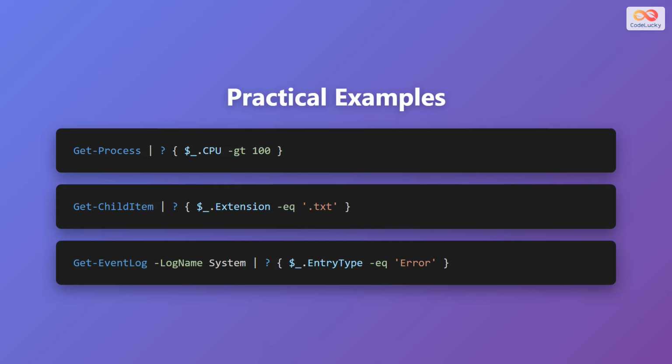Let's see some real-world examples. First, Get-Process pipes all processes to Where-Object, filtering for those using more than 100 CPU units. Second, Get-ChildItem retrieves files and folders, filtering for only items with a .txt extension. Third, Get-EventLog retrieves system event log entries, filtering for only those with an entry type of Error. These examples show how Where-Object works with different cmdlets and property types.